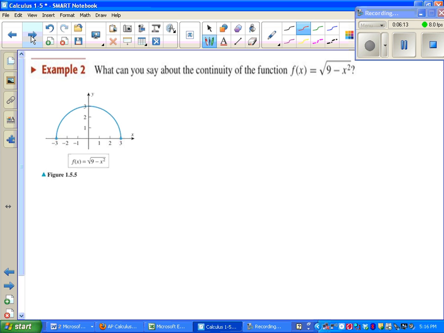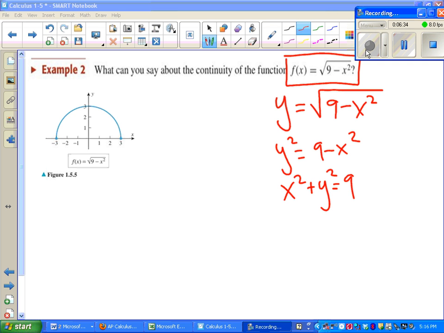Next up says, what can you say about the continuity of the function f of x equals the square root of 9 minus x squared? And hopefully by this point in your math careers, you can look at that and say, oh, that's a circle. If you don't believe me, follow along on the steps I go here, and you should see that it's a circle. Once we put this in standard form, we see this is a circle with center 0, 0, radius 3, except it's only the top half of the circle.